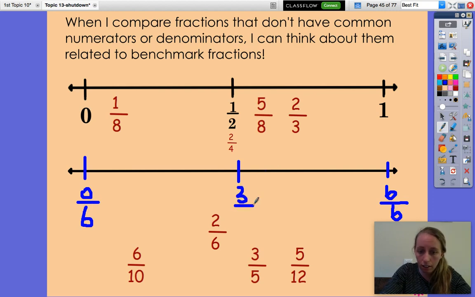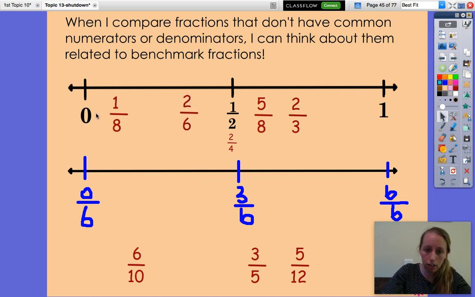3/6 is our half point, right? 3/6 is equivalent to 1/2. So 2/6 is less than 1/2. 2/6 is greater than 0 and less than 1/2. All right.